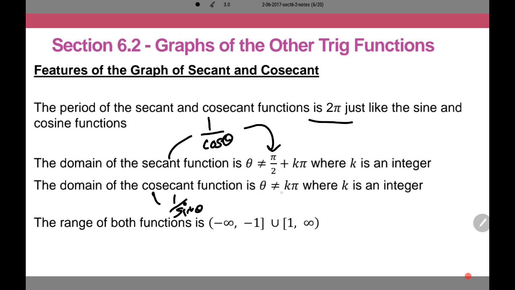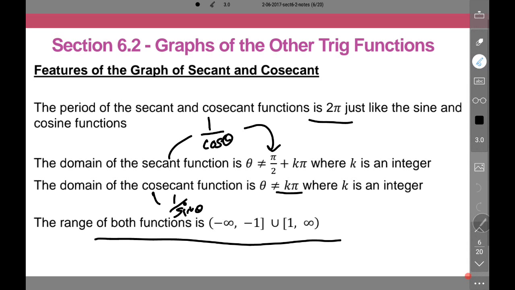We have pretty much the same idea with the asymptotes, except they've been shifted because sine and cosine are pi over 2 apart from each other. So that's where there's a difference between these two domains. And then the other thing, the ranges are going to go from negative infinity to -1, and then it's a union in this case of 1 to positive infinity.